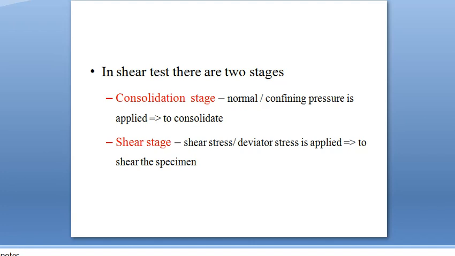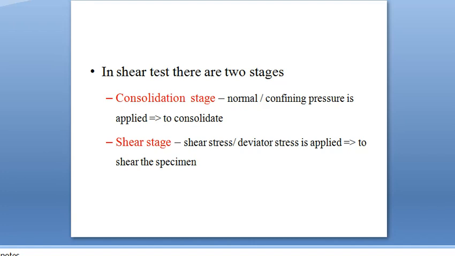Next is the shear test. In all the shear tests there are two stages. The first stage is the consolidation stage and the second stage is the shear stage. In the consolidation stage we are applying normal stress or confining pressure in order to consolidate the soil. Consolidation means expulsion of water from the voids. So in order to expel water from the soil voids we are applying normal stress during the consolidation stage.